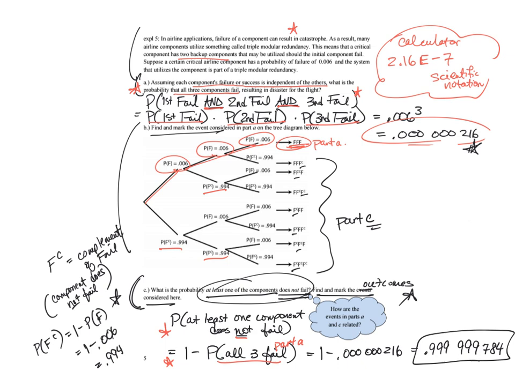So I take 1 minus 0.00000216, and that got me this crazy number. So essentially, this is the probability that the plane will land safely, isn't it? Darn near 100%, which is a really good thing for all of us plane travelers. All right, let's see what else we got.